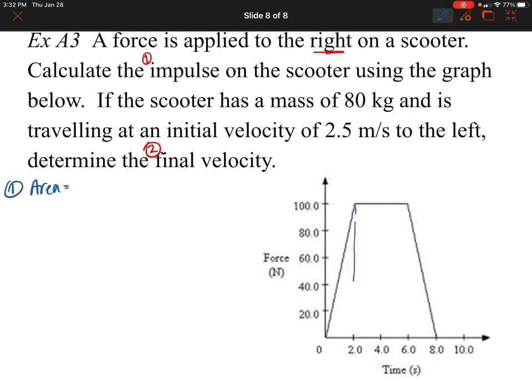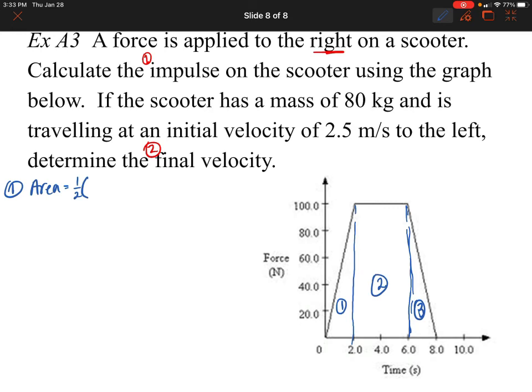Okay, and what I'm going to do here is make lines there because that's going to help me get my three different areas. So I have a triangle, a rectangle, and another triangle. Okay, so what am I going to do? I'm going to add the areas of all those three guys.